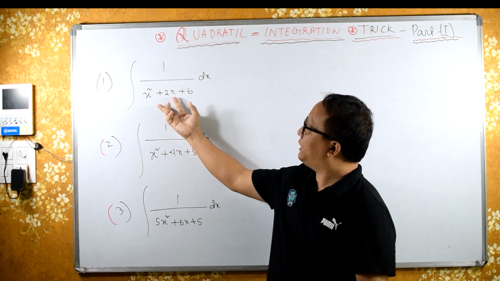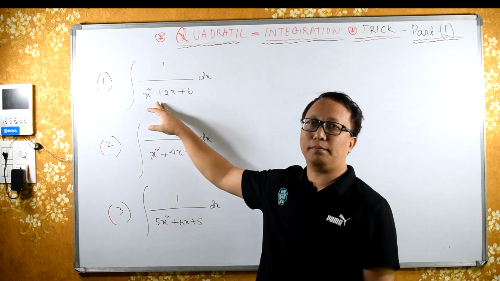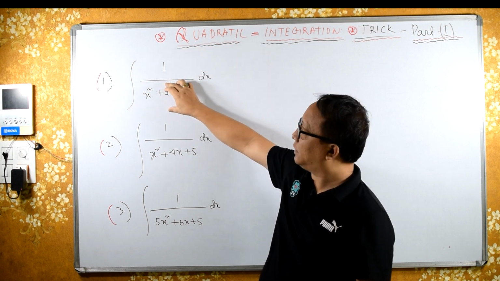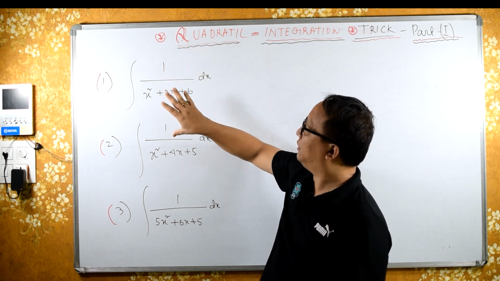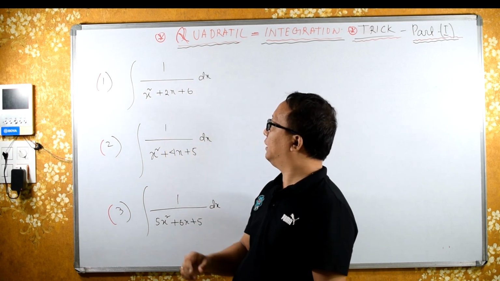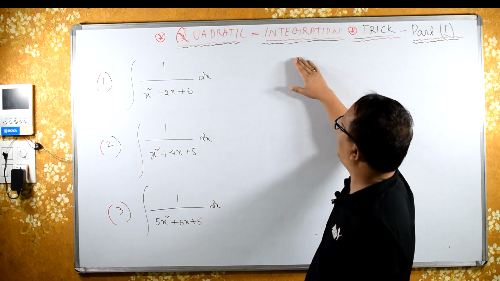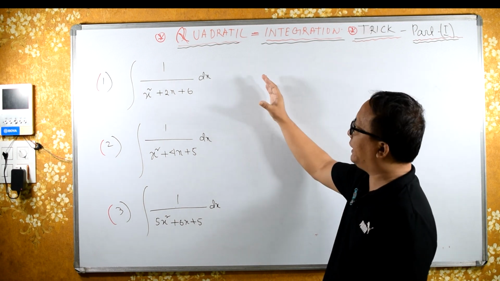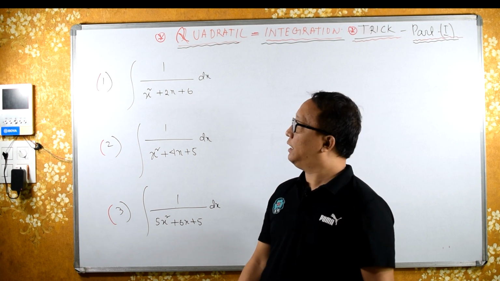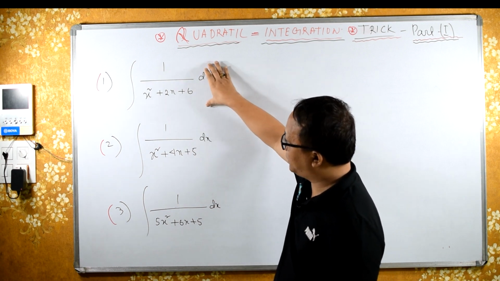Now this type of integration, the integral of 1 upon x square plus 2x plus c, something upon quadratic equations. How to integrate this type of integral? We used to integrate by making perfect squares. Here I am going to speak about some tricks so that you can get the answers within 2 to 3 seconds. Now let's solve first.